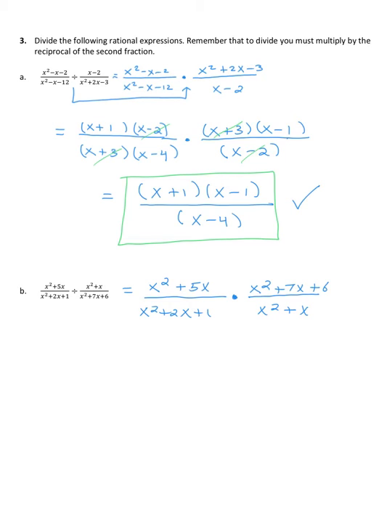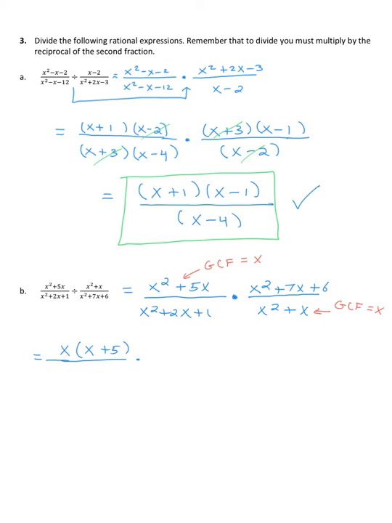I see that there is a greatest common factor here. I'll make note of that. The greatest common factor is x. And also, there's a greatest common factor here. It's also x. Making note of these two things, let's factor. In the numerator of the first fraction, I can take out an x, and x plus 5 is left over.